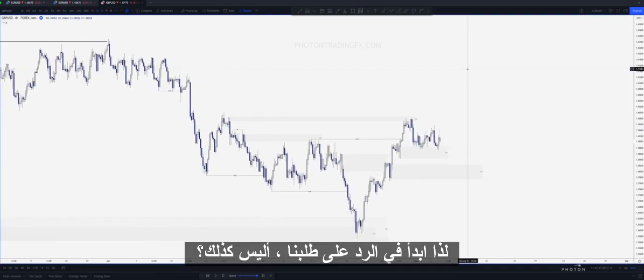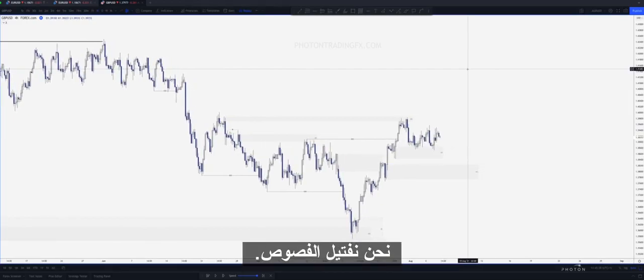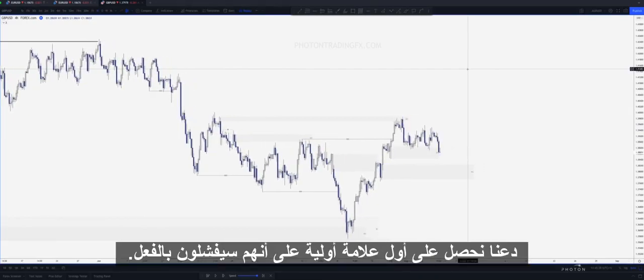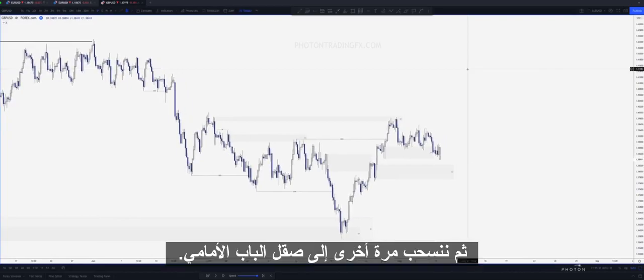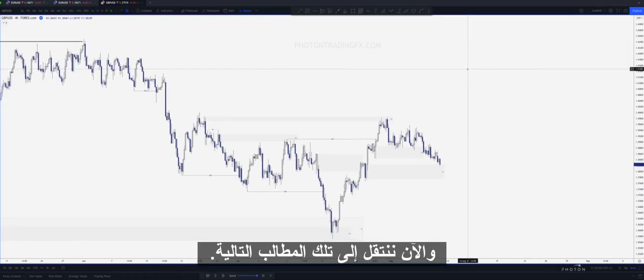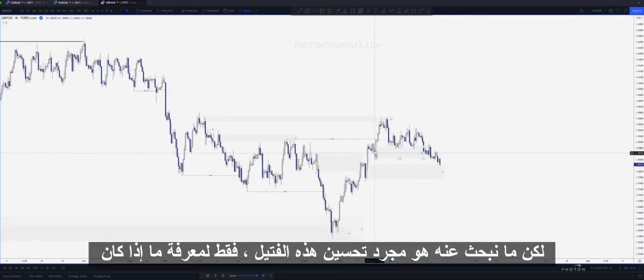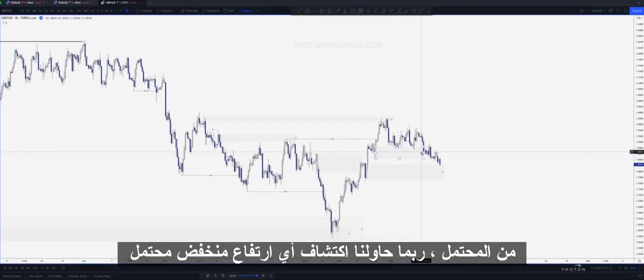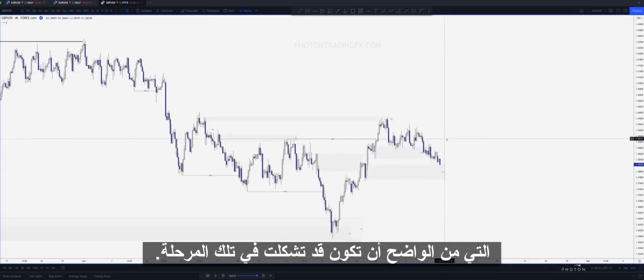So we start to react from 4-hour demand, right? We wick the low, we start to get that first initial sign that the reaction is going to fail. Then we get the closure above it, right? Then we pull back up into that fractal refinement, and now we come down into that next demand zone. But what we were looking at is just refining this wick, just to see if we could have tried to catch any potential high low that obviously could have formed at that point.